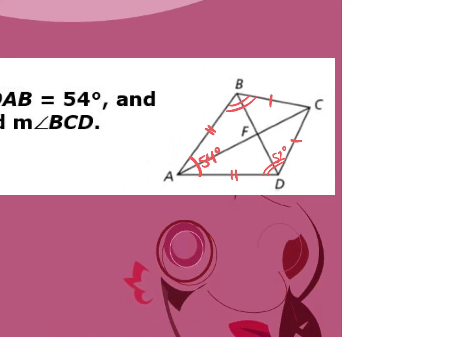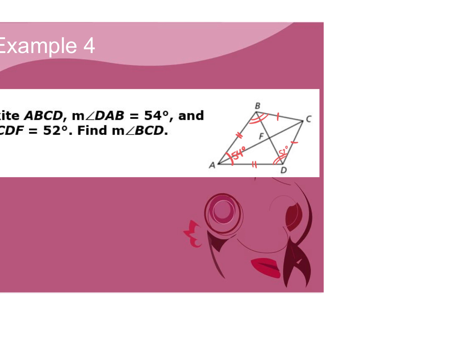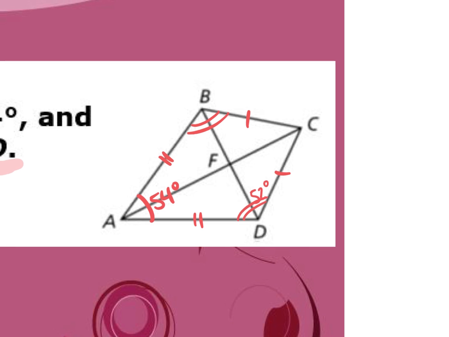Okay, so now it wants us to find the angle BCD. Where's BCD? It's at the very top. Do you guys agree? It's this angle up here? Would you guys agree that that angle is part of this triangle? Okay. What do you know about that triangle then? It's isosceles. How do you know it's isosceles, Christian? Okay, it has two congruent sides.